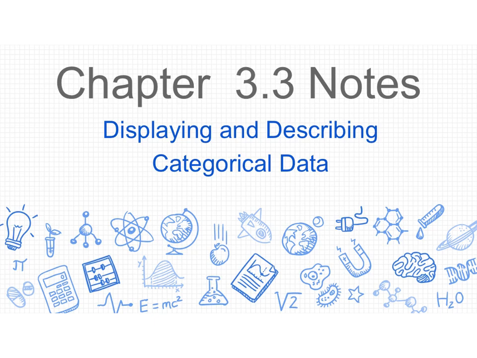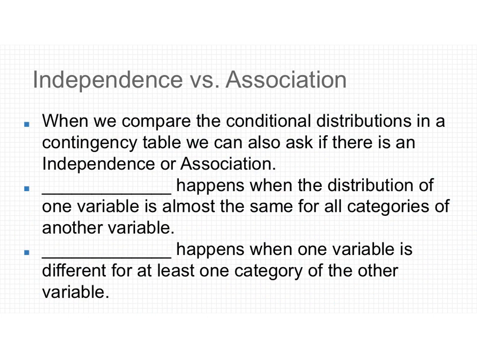All right, so finishing up our chapter 3, so 3.3, and now we're going to get into this one idea that comes off of our tables. So it's this idea of independence versus association. So when we compare the conditional distributions in a contingency table, we can also ask if there is an independence or association.